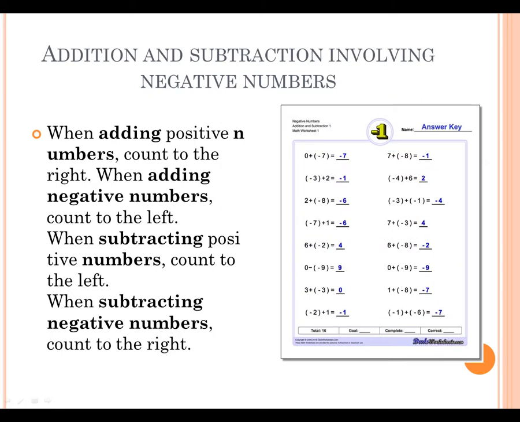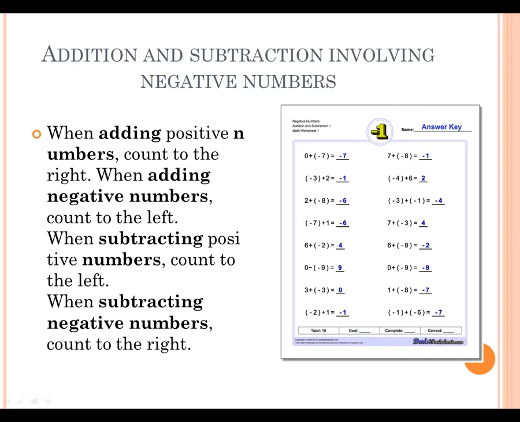So our next topic is addition and subtraction involving negative numbers. When adding positive numbers, count to the right. When adding negative numbers, count to the left. So here is a solved worksheet. You can see here 0 plus minus 7. If there is a bracket, first of all we solve the bracket. This plus will multiply with minus, so plus minus is minus, so 0 plus 0 minus 7 is equal to minus 7.